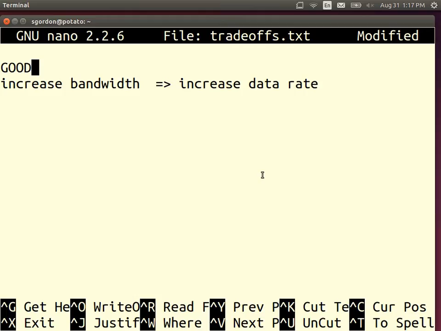Can everyone see the I there? Increase. Move across a bit.